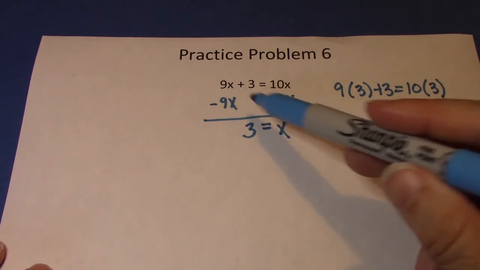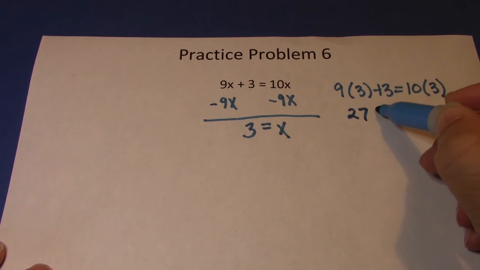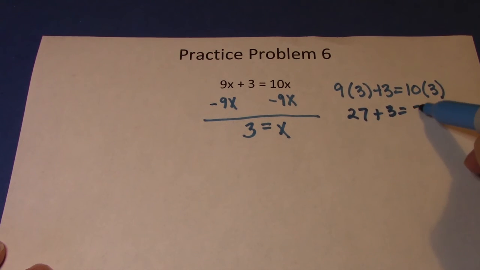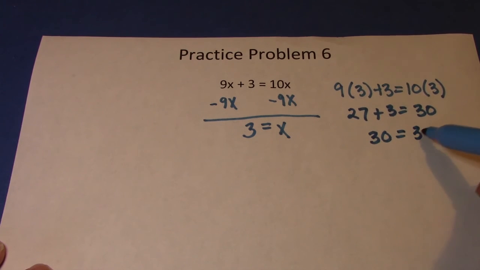Every time I had an x here, I've written 3. 9 times 3 is 27. 10 times 3 is, of course, 30. And 30 equals 30. Very good.